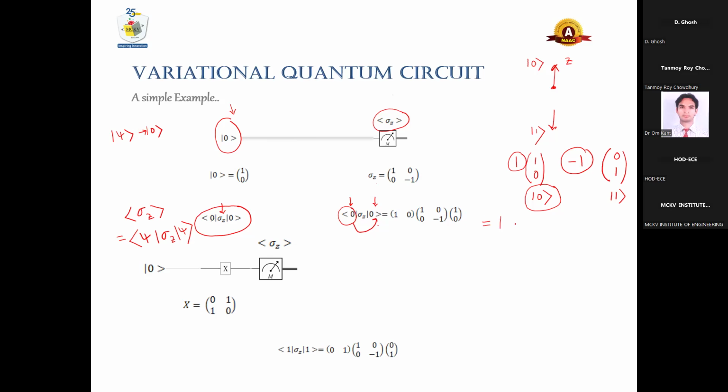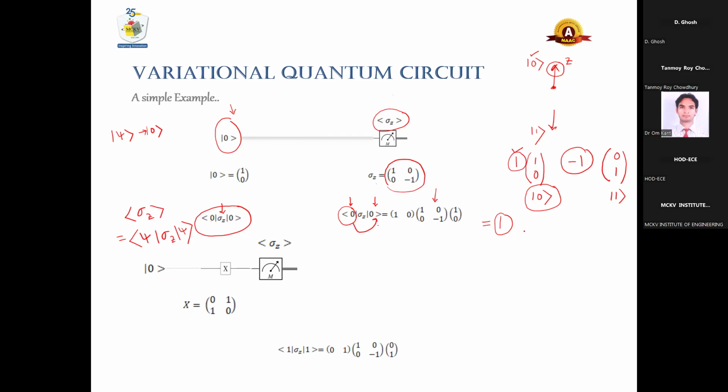It means that if you already have your system in the 0 state, that is pointing up, and you are measuring the spin along the positive z direction, every observer will measure it as ket 0. So what is the eigenvalue of ket 0? The eigenvalue is 1. You can see from the matrix, the eigenvalues will be 1 and -1. So you will get the value to be 1.